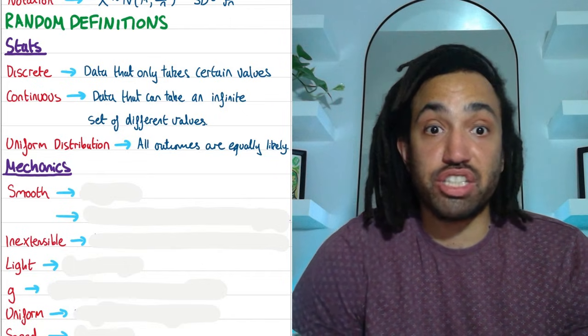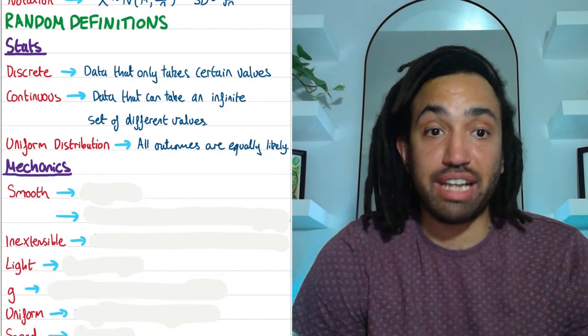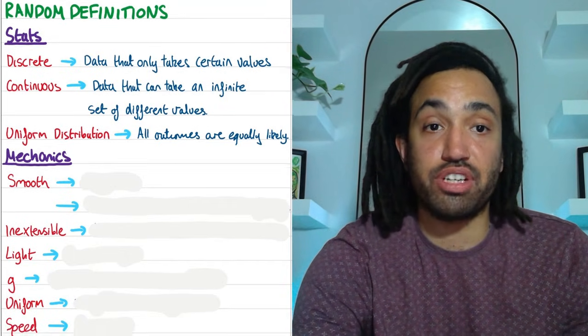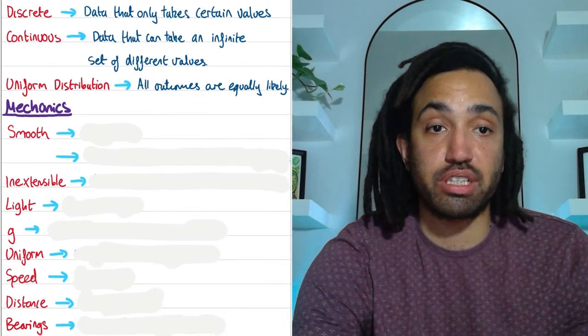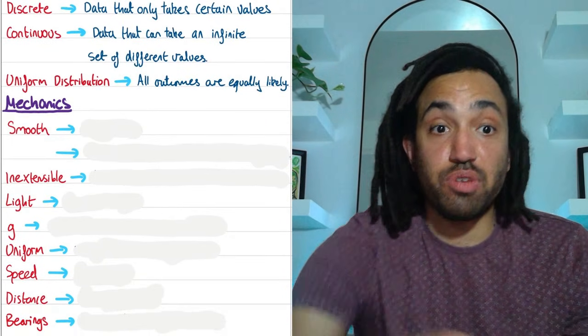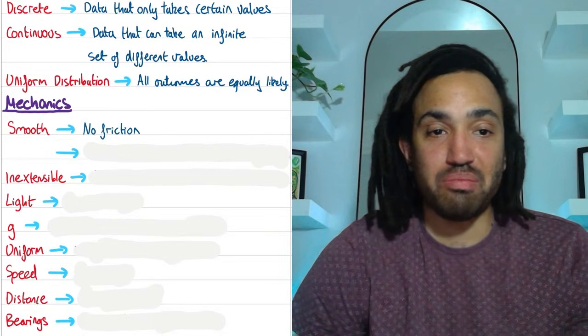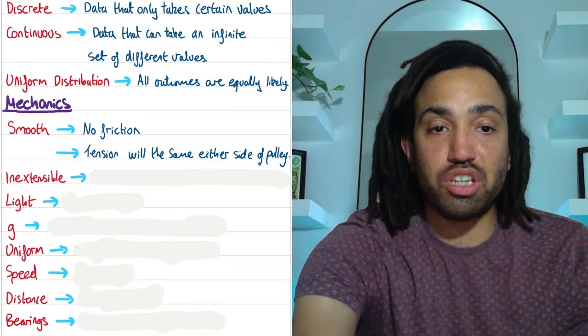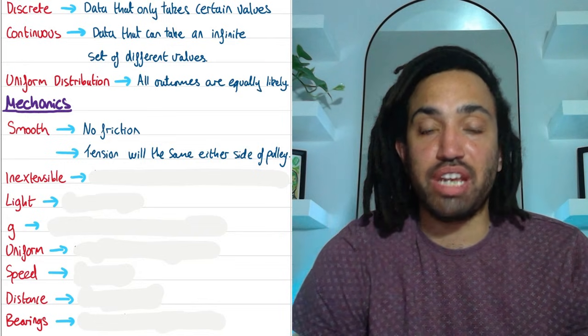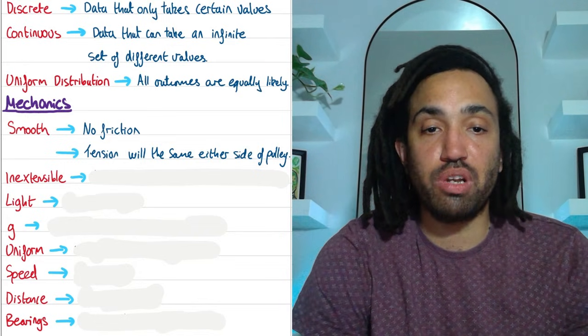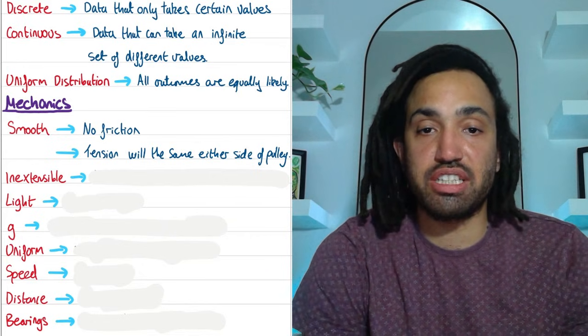And I'm going to transition very smoothly into mechanics here, and I'm sticking with random definitions. This is a seamless switch, I know. It's very smooth, and look at this, smooth. That means no friction, and it also means that the tension will be the same on either side of the pulley. So if you've got a smooth pulley, it means we can assume the tension is the same on either side.